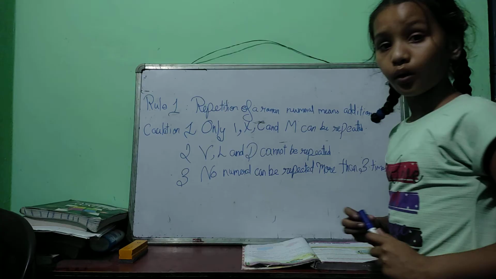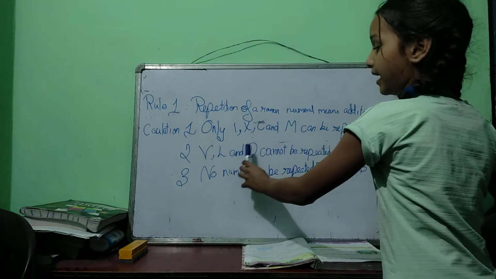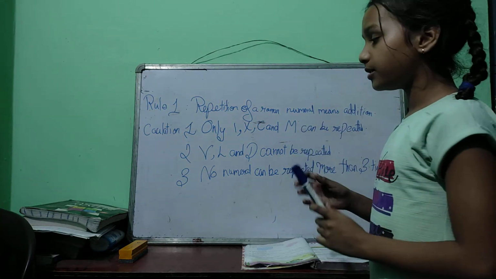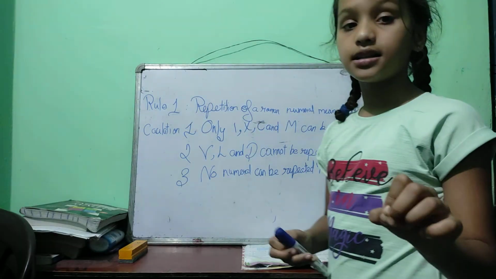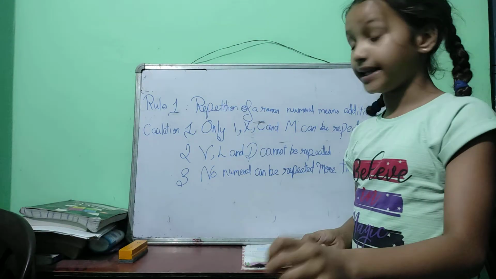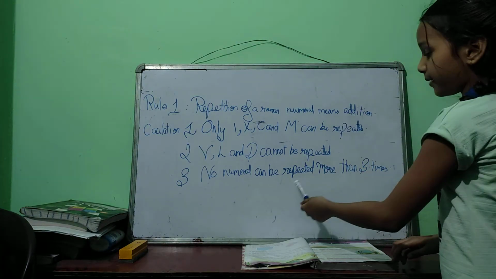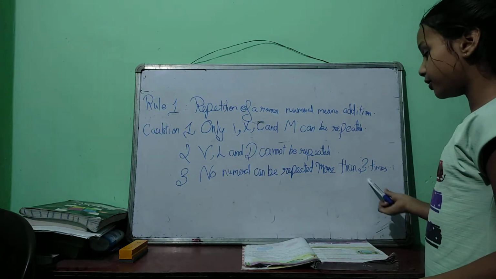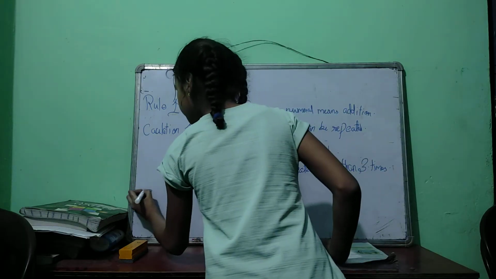Now, the second one can also come, and the third one can also come. V, L and D cannot be repeated. The question will be dash, dash and dash cannot be repeated. The answer is V, L and D. Third, no numeral can be repeated more than 3 times. Example.